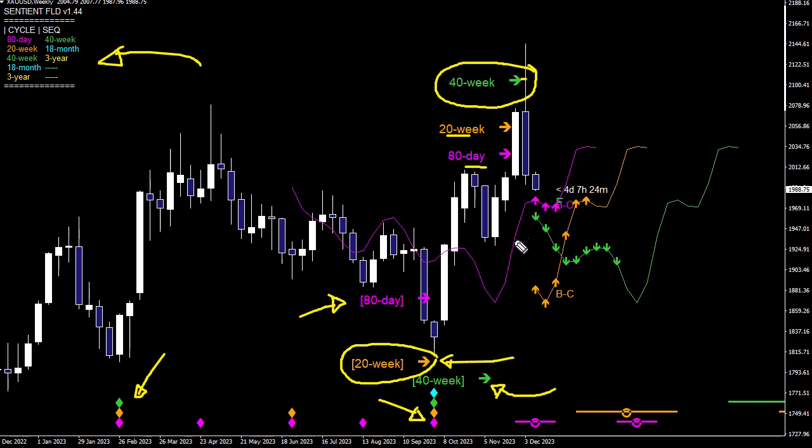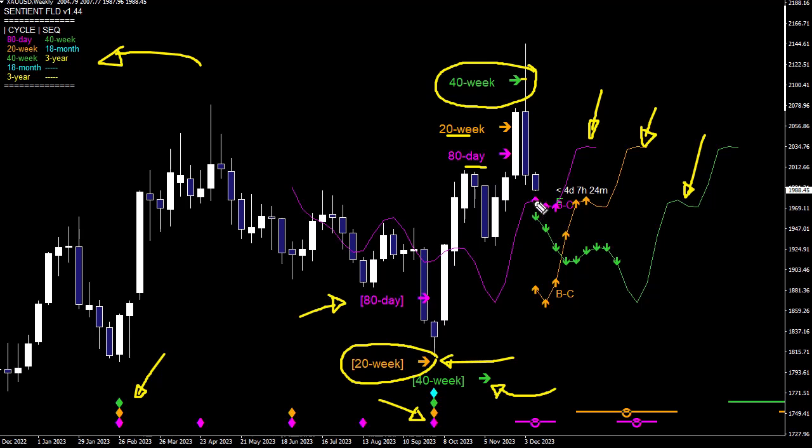The final thing I would like to point out in this very quick sneak preview are the FLD lines that you can see forecast into the future. Here is the pink 80-day FLD, here is the orange FLD, the 20-week FLD, and here, of course, is the 40-week FLD. Now notice these arrows.